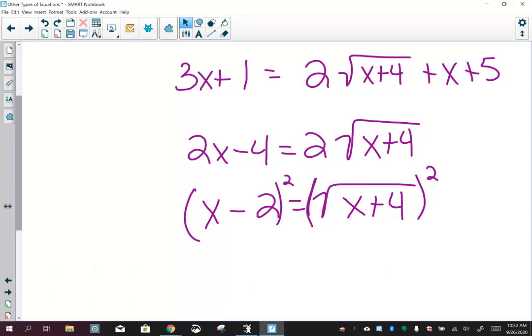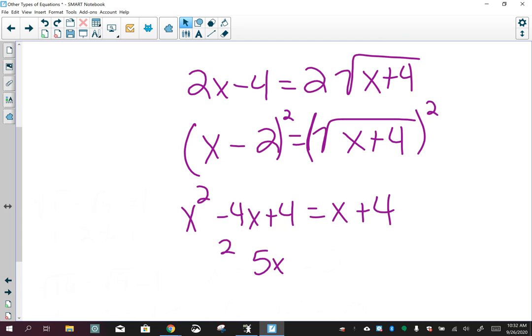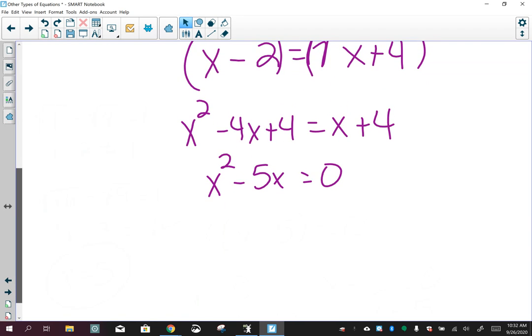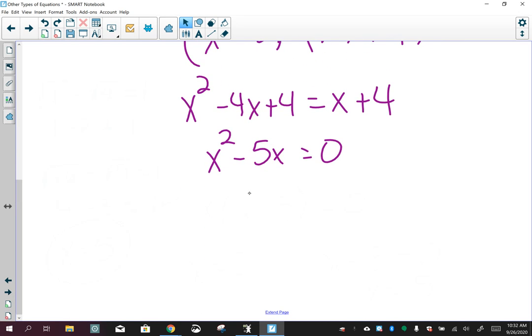So now I'm just going to square both sides. And then I'm just going to move everything to one side. So I squared both sides here, and then I moved this piece over to this side. And then I factored this. This is what we did in the very beginning. So see how everything is coming back with each other?